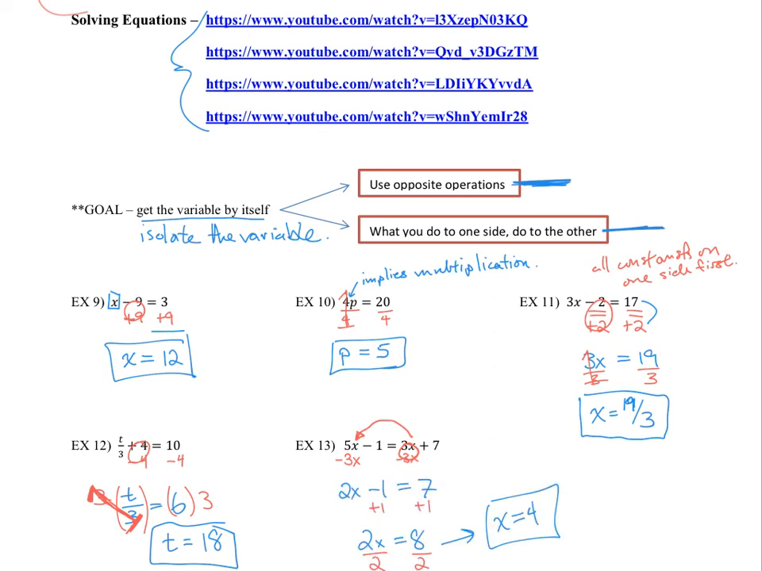So here's the rest of the solution. Again, we need to get all of the constants on the opposite side of the equation, so I will add 1 to zero these out. And then I will divide by 2 to reduce the 2's and get x equals 4.